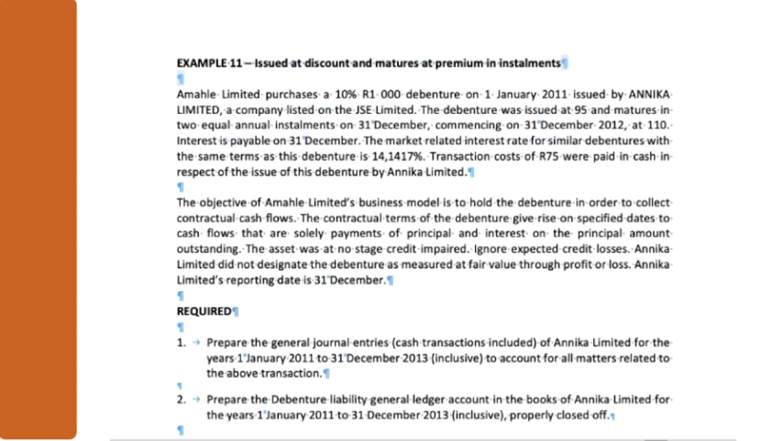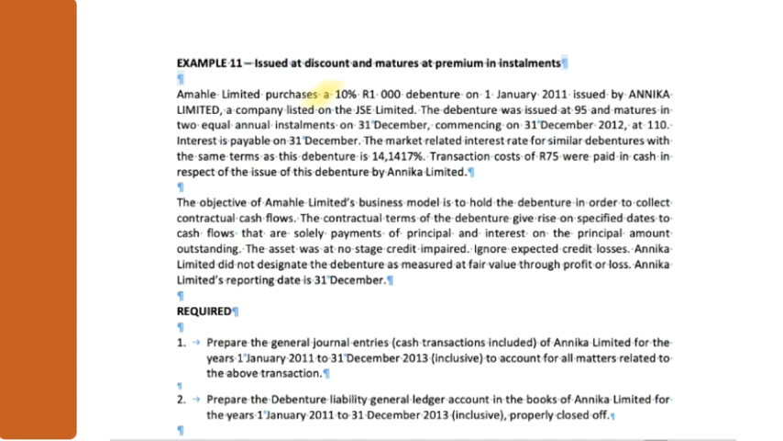Now, in this case, they purchased a debenture, one. Anika Limited, which is the issuer, only issued one debenture. That does not always need to be the case. They can issue 100 debentures, 1,000, 500,000, 2 million, any amount of debentures.